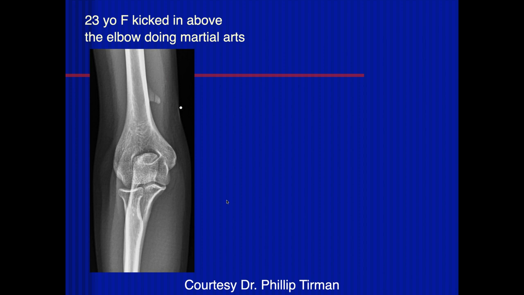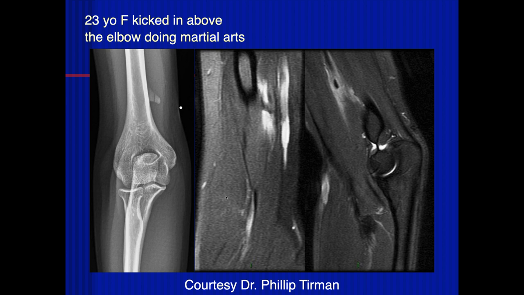A 23-year-old female kicked in the elbow during martial arts. So the elbow itself looks okay. I do see this bony protuberance, a spur projecting off the distal humerus towards the joint. And I think this is just that avian spur, kind of a normal variant.